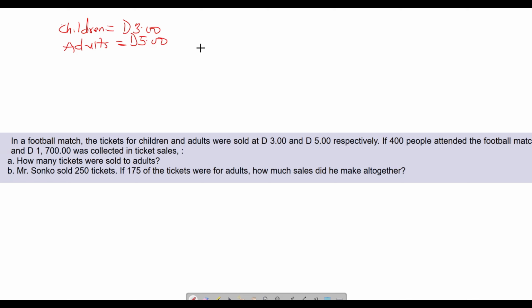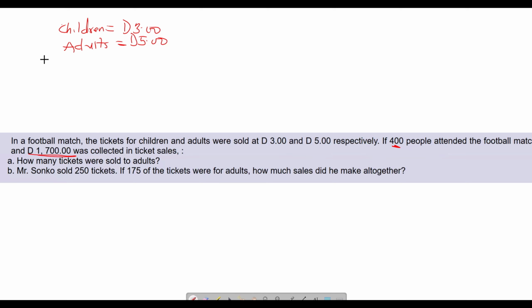Now we need to understand something. In this football match, we have two categories of people, the children and the adults. So we don't know the number of children, we don't know the number of adults. But we are told that both the adults and the children together is 400. And also that the total ticket sold for those 400 is 1,700. That's the amount they make from the ticket sales. So we now have to find how many tickets were sold to the adults. Since we don't know the number of children and the adults, we just know the amount for the ticket for the children and the adults, but we don't know the number. And here we are dealing with the number. And the question also asks us to find how many tickets were sold to the adults.